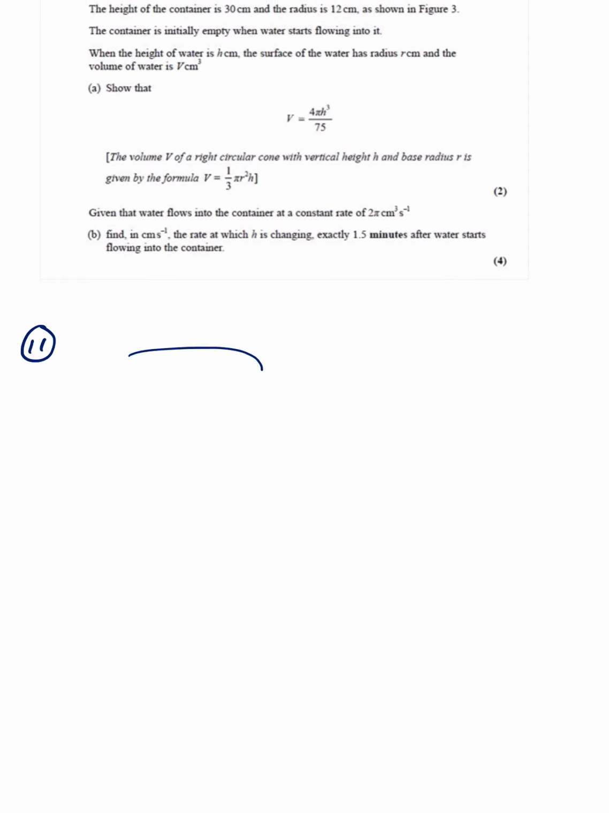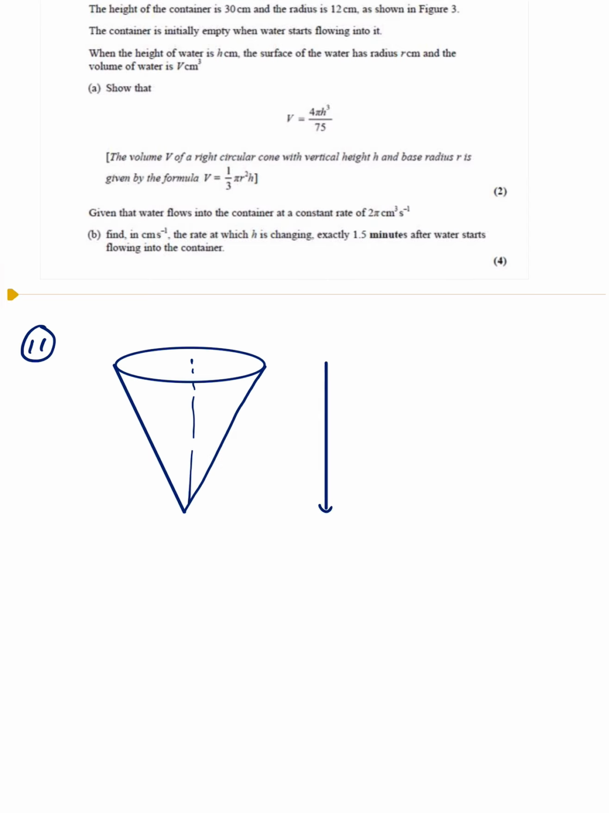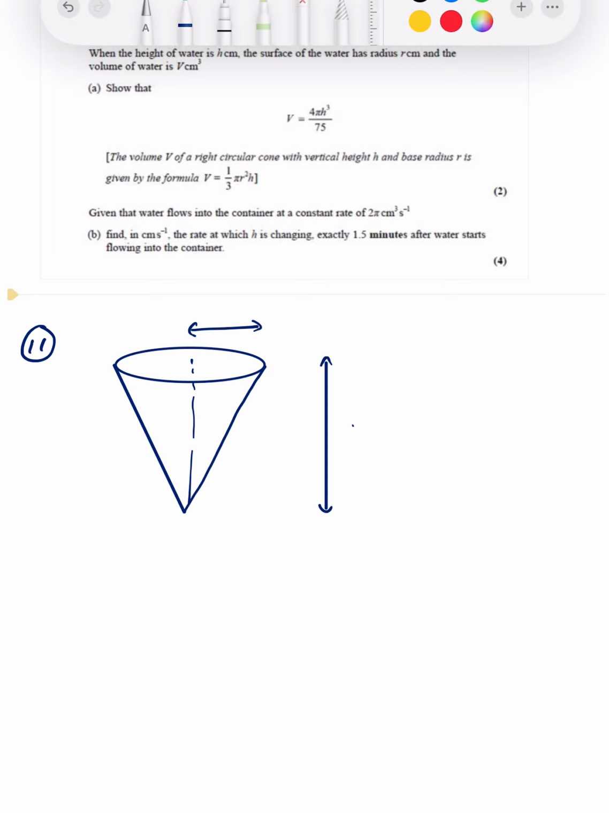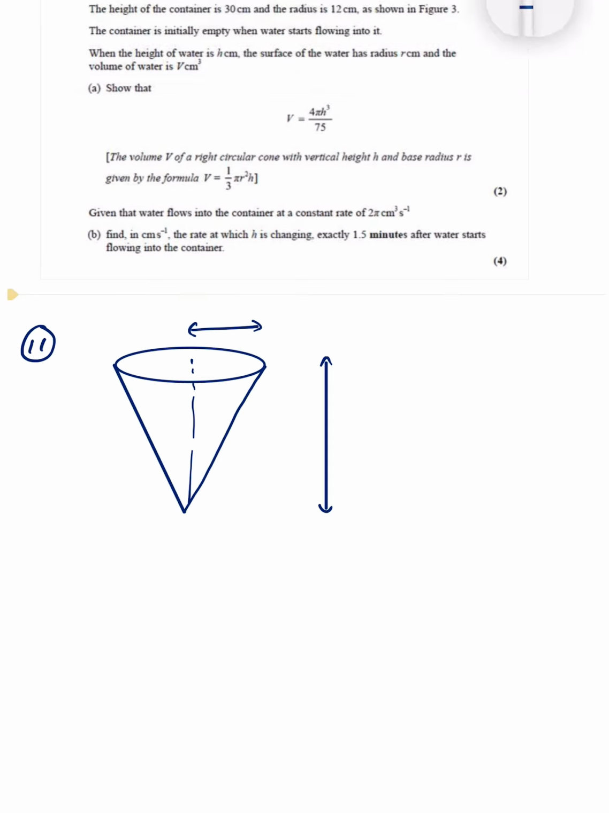So here's the base of the cone, and so this radius would be 12, and the base radius would, sorry, this height would be 30. The base radius is 12 and this is 30. And when you have this as r, this would be h.